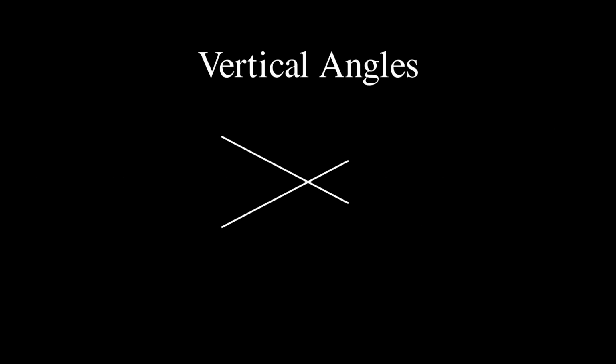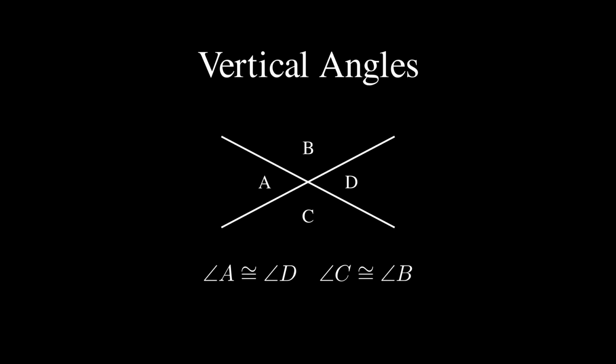Now let's talk about vertical angles. When two lines intersect, two pairs of vertical angles form. Each pair are two opposite angles. The angles in a vertical angle pair will always be congruent. In the figure, A and D are vertical angles, as well as C and B.